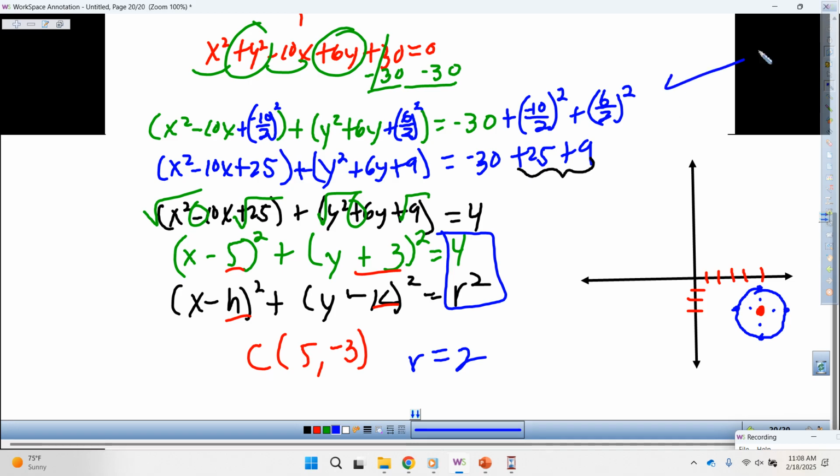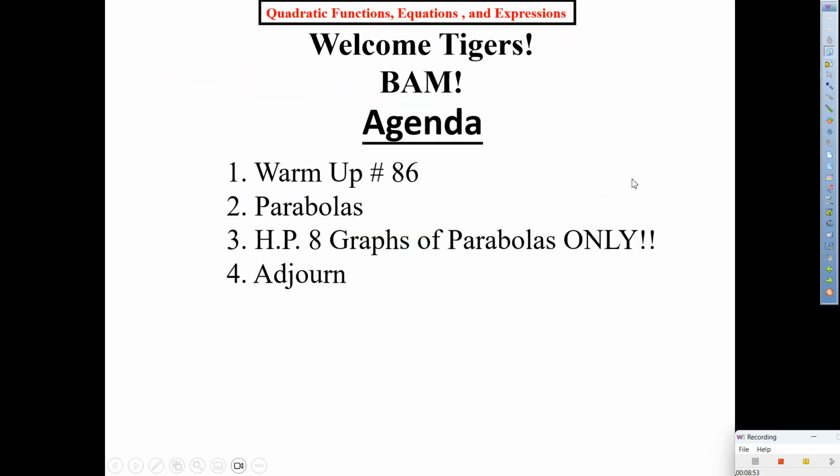This should be automatic by now, if you actually did the practice when we covered this, because it's coming back with a vengeance. Let's go. All right, copy the agenda, please. Warm up 86. Parabolas. Hopefully for tonight, 8 graphs and parabolas only. From there, get a Cornell note ready, please.